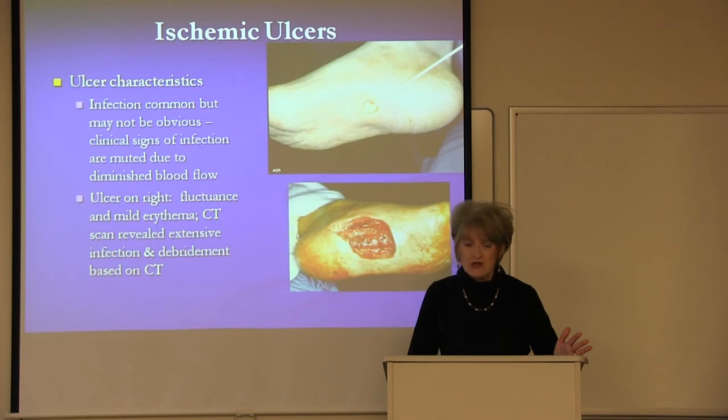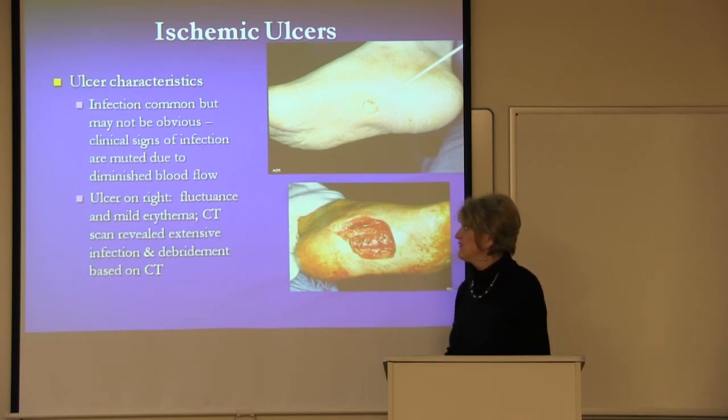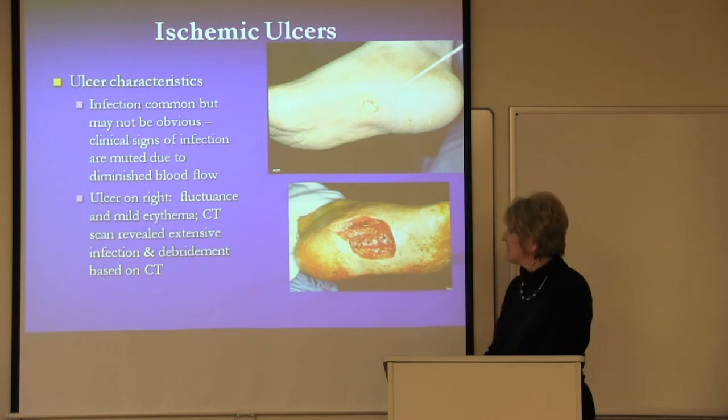You have very low levels of blood flow, which means you do not have any white blood cells, and you have low levels of oxygen, which is what the white blood cells need to kill bacteria. So if you're not getting any white blood cells to the area, and the few white blood cells that are on site have inadequate amounts of oxygen, how are you going to control bacterial loads? You're not.